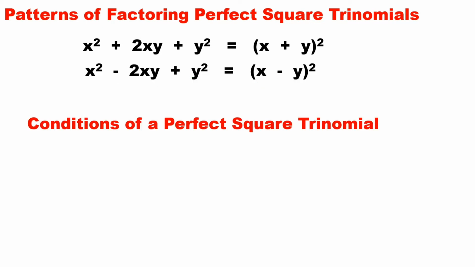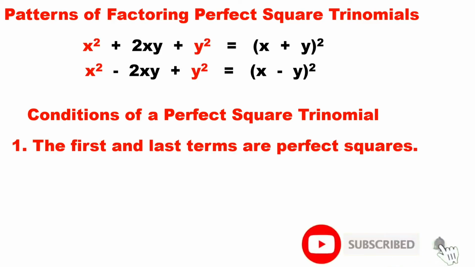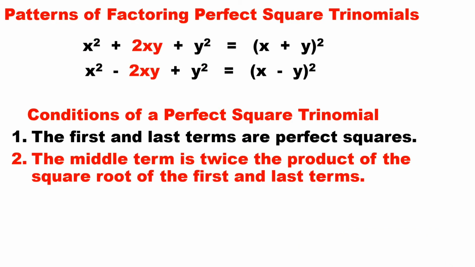There are two conditions to consider that the trinomial is a perfect square. Number one, the first and last terms are perfect squares. Number two, the middle term is twice the product of the square root of the first and last terms.